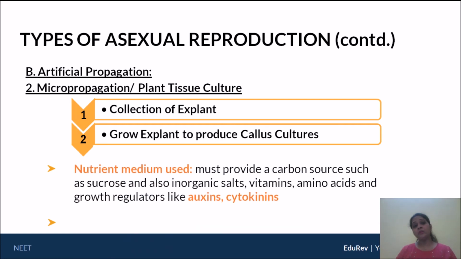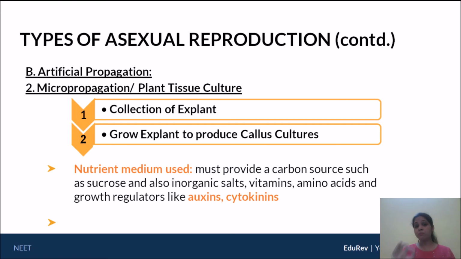Now, the nutrient medium obviously has to support growth, so you require a carbon source. Generally speaking, the carbon source that is used is sucrose. You can use other carbon sources. But along with that, remember we are propagating plants, so you require a whole lot of micronutrients. If you remember, plants need lots of minerals, so you have to add these inorganic salts in. To that, you will add vitamins, amino acids, anything that is essential for growth.